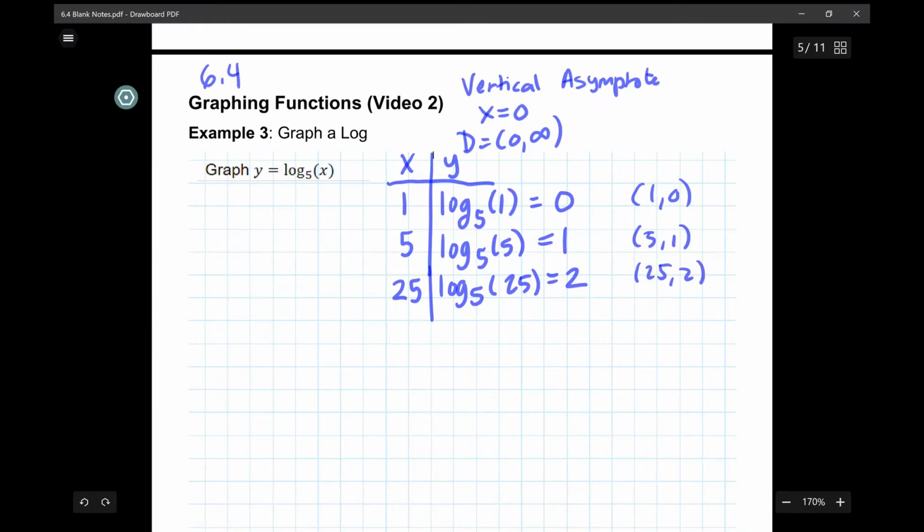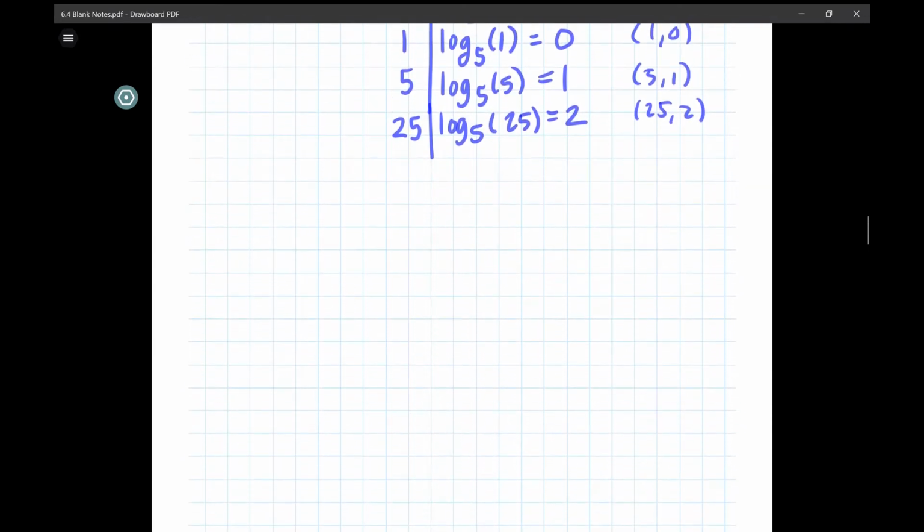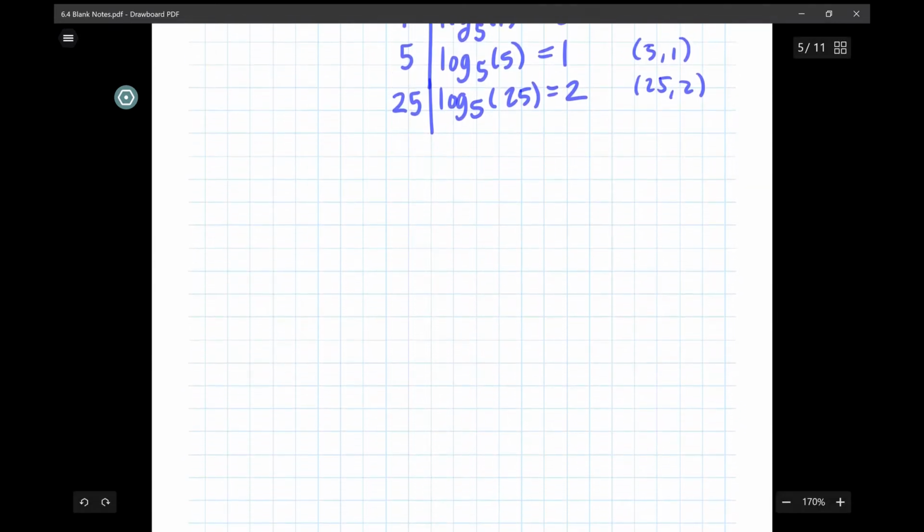You can see it's a pretty slow growing function, but it's always going to get bigger, because if you have a bigger input, you're going to have to put a bigger exponent on 5 to get up to that. And we have our vertical asymptote at x equals 0. So let's go down and graph this guy. We don't need very much in the y, but we need quite a bit of x. Let's count and see what we have here.